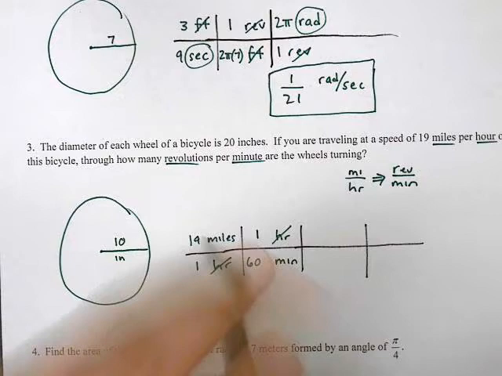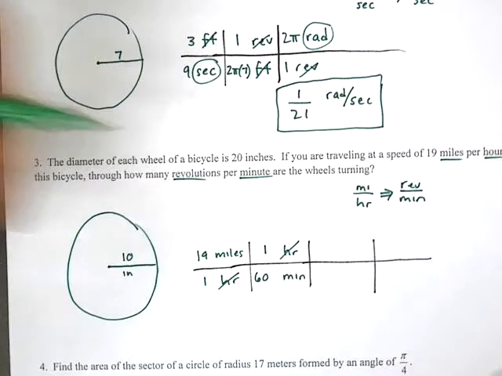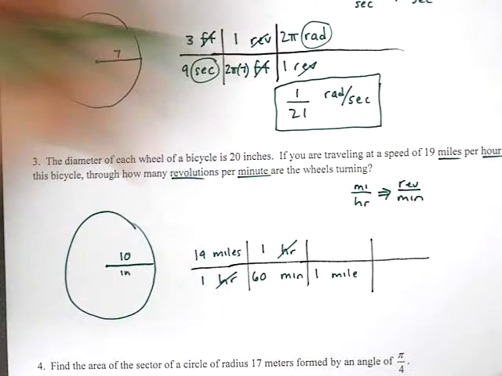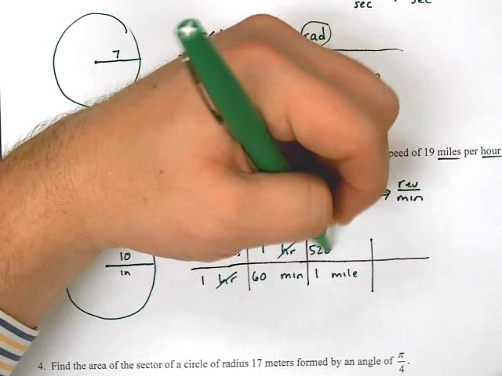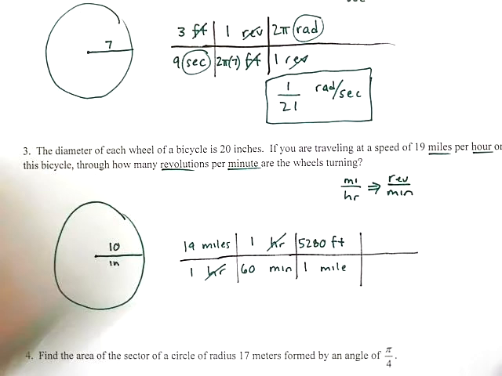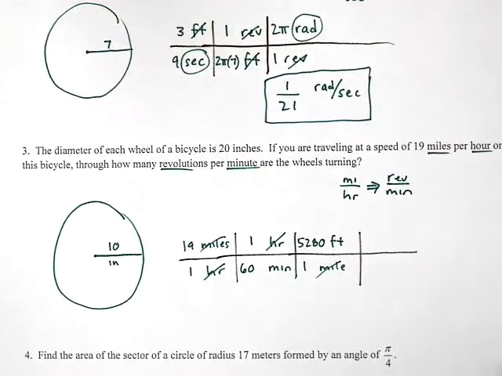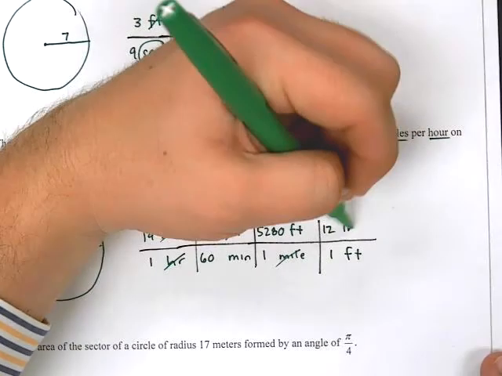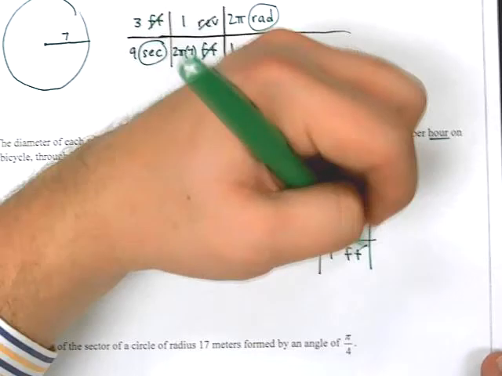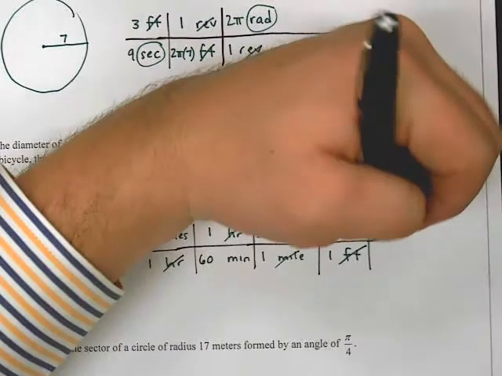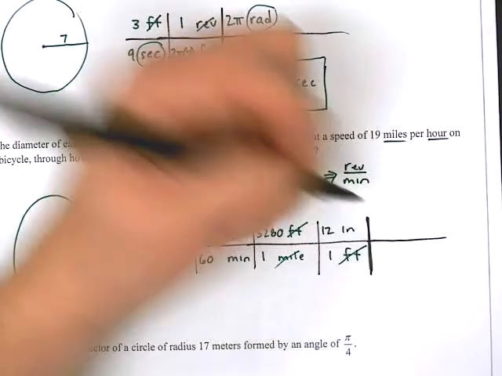So that'll look like, we know that we can go 1 mile, and there's how many feet? 5,280 feet in 1 mile. So miles cancel. And we also can go 1 foot is 12 inches. So now feet are canceled. Okay? So now we're getting really close. I need to extend this a little bit more. Sorry, let me put that in black.